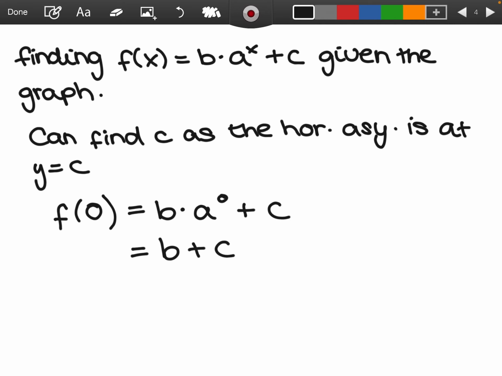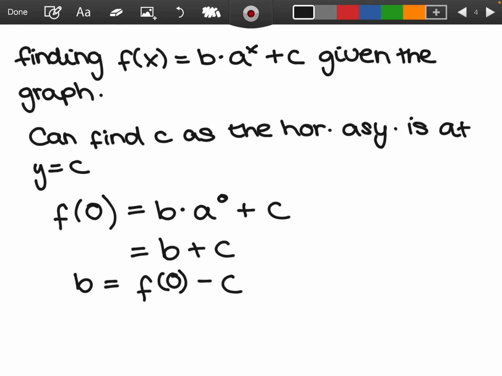So once we know what that horizontal asymptote is, we know the value of c, and then by finding what that y-intercept is and getting that point, we can then use that f of 0 value to find b. So to find b, it will then be f of 0 minus c. So it's that y-intercept minus whatever value you found for c. Then we need to find a.